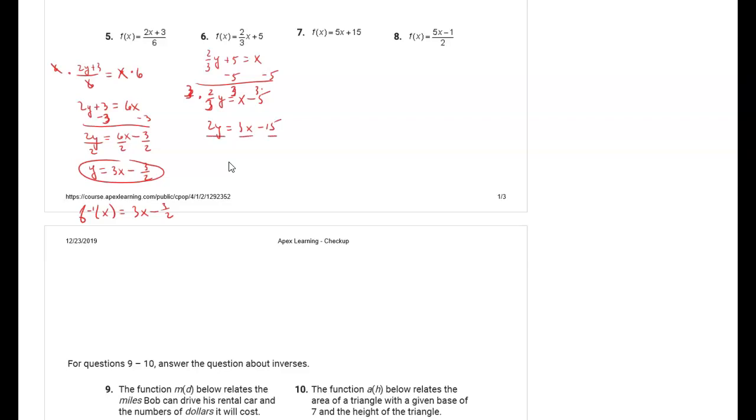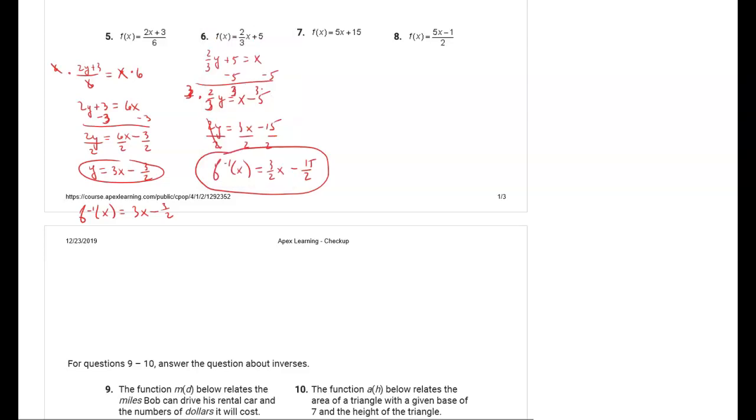Now I'm going to go ahead and divide everything by 2. The 2's cancel out, and the inverse of f of x would be 3 over 2 x, or 3/2 x, minus 15 over 2. And that would be the inverse of the function.